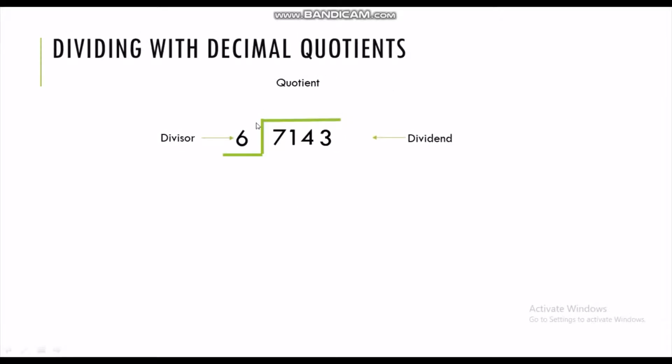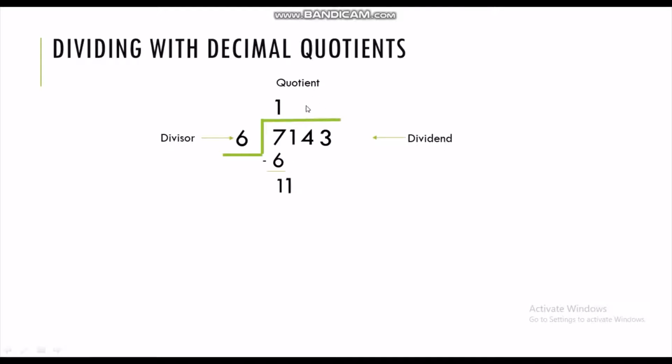The next thing that we will see is how to divide when the answer must contain a decimal point. Let us see this question. 7,143 divided by 6. As we said, we will start with the number that is in the largest place value, which is the 7. What is the number? When I multiply it by 6, I get 7 or almost 7. 1, right? So 1 times 6 is 6. Subtraction, 7 minus 6 is 1. Now, we need to drop the next digit down, which is 1.